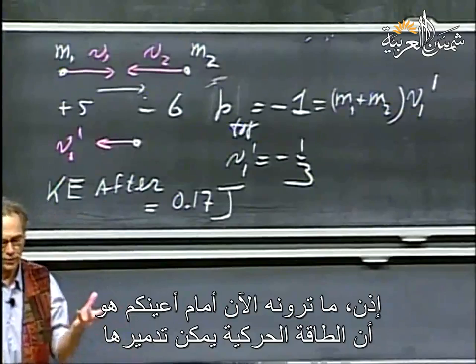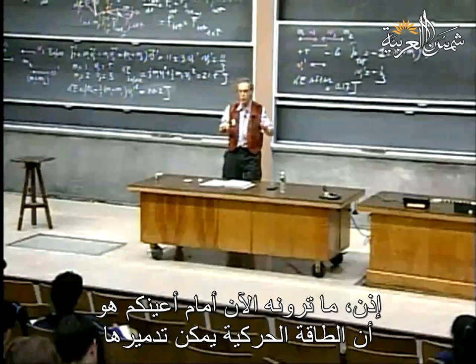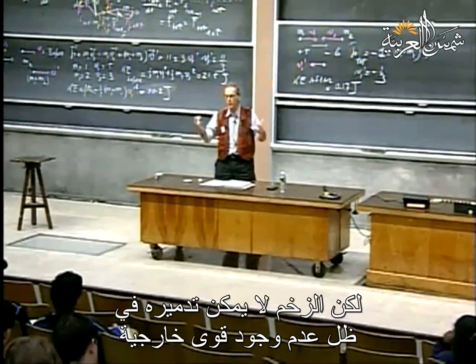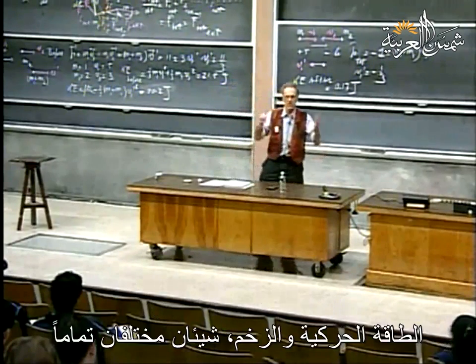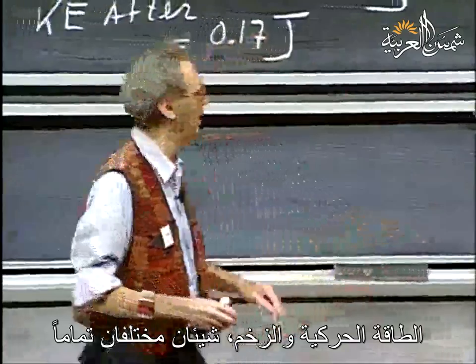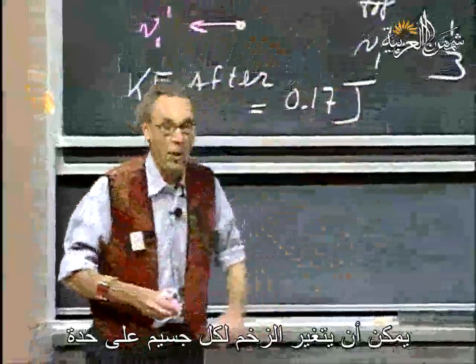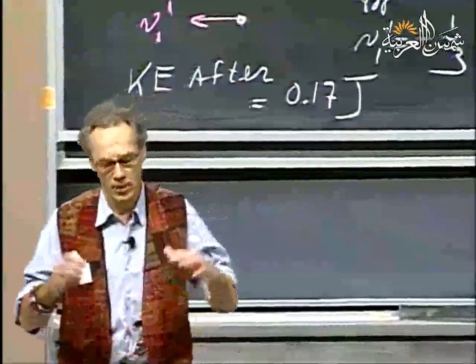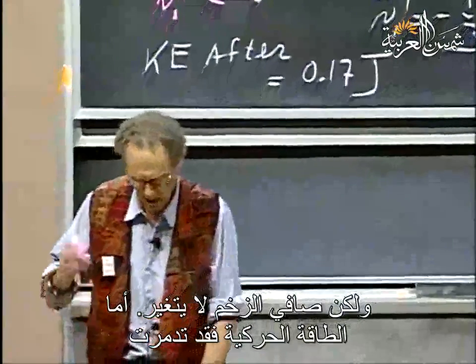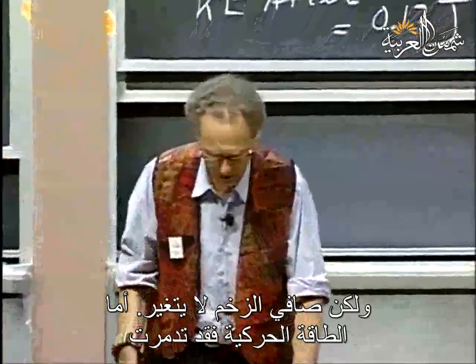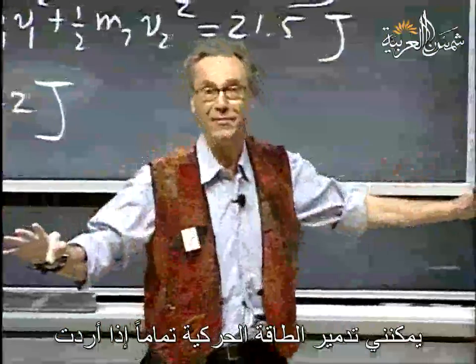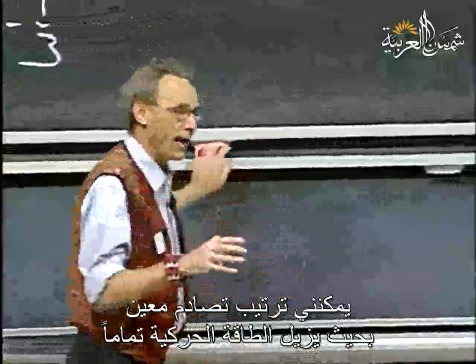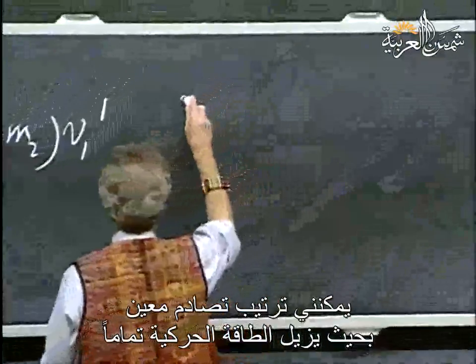So what you see here in front of your eyes is that kinetic energy can be destroyed, but momentum cannot be destroyed in the absence of external forces. Kinetic energy and momentum is a totally different thing. The momentum of the individual particles did change, but the net momentum did not change, but the kinetic energy was destroyed. I can destroy the kinetic energy completely if I want that. I can arrange a collision so that all kinetic energy has been removed.